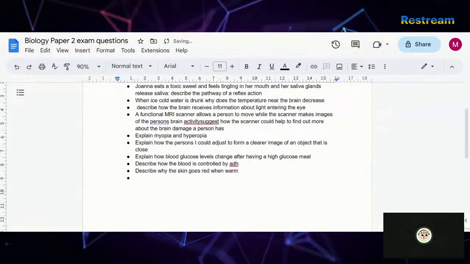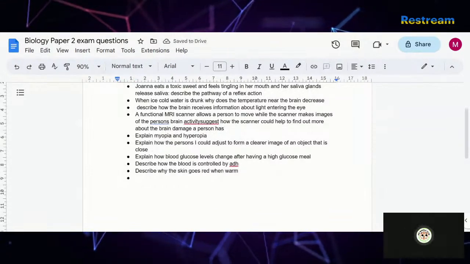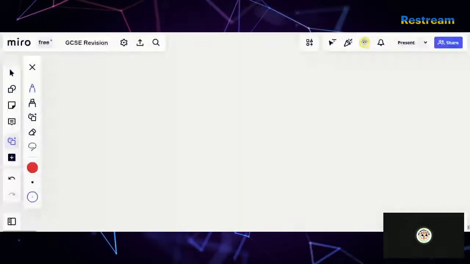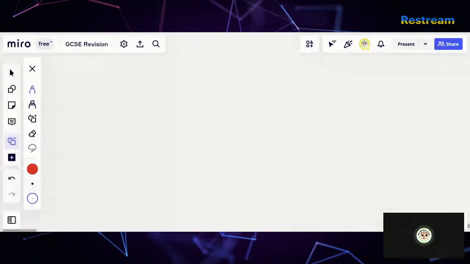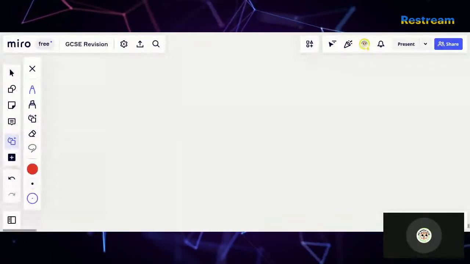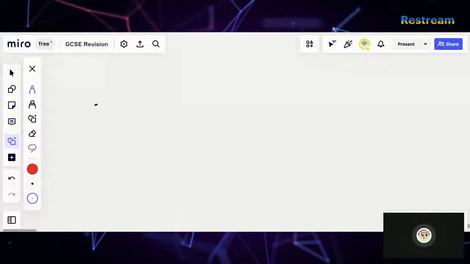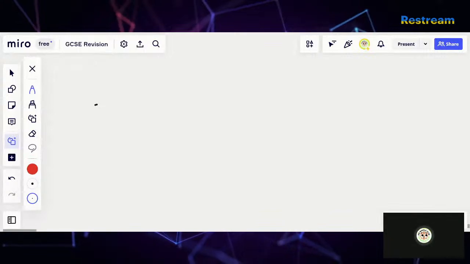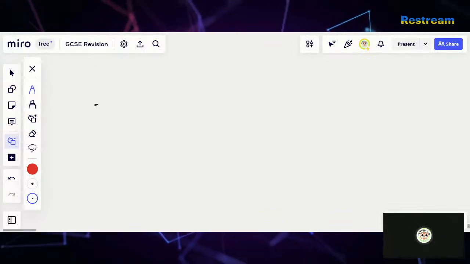Okay, so let's describe why the skin goes red. So this is, as we know, called vasodilation. So we're explaining the process of vasodilation. But before we start to explain the process of vasodilation, we need to include something else. Remember, everything has a stimulus. So something is causing you to feel warm, but we don't have to mention that because the question is just asking why the skin goes red.